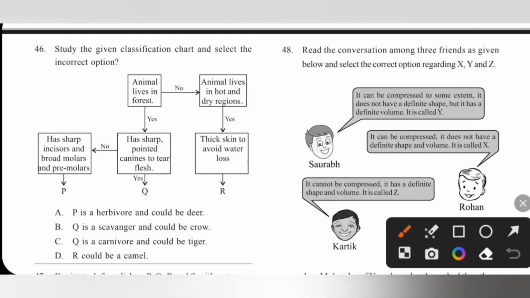Option A, P is a herbivore and could be deer. It is the correct statement. B, Q is a scavenger and could be crow. Q is a scavenger but cannot be crow because crow avoids going into dense forest. It lives in the forest located along the river sides. So it can be scavenger or omnivore but does not have sharp pointed teeth to tear the flesh. So option B is the incorrect option, and option B is the correct answer.